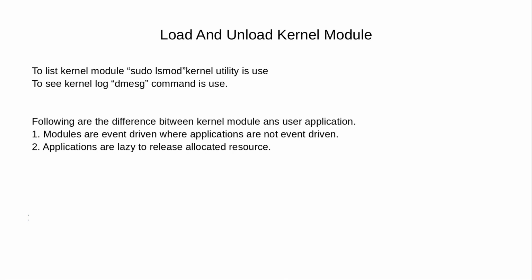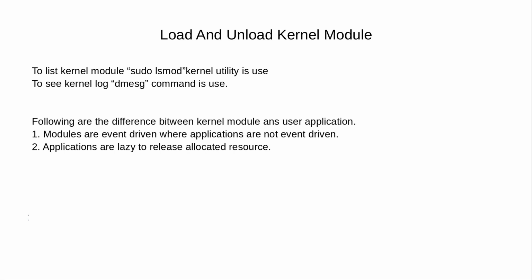And the second main difference is that applications are lazy to release the allocated resources, because in an application we do not have a facility like an exit function. So when we close the application, we manually have to release the allocated resources, and if we forget to implement that function, then the resource is not released. But in the case of a module, when we unload the module, the exit function is automatically called, so we can release all the resources in that function.